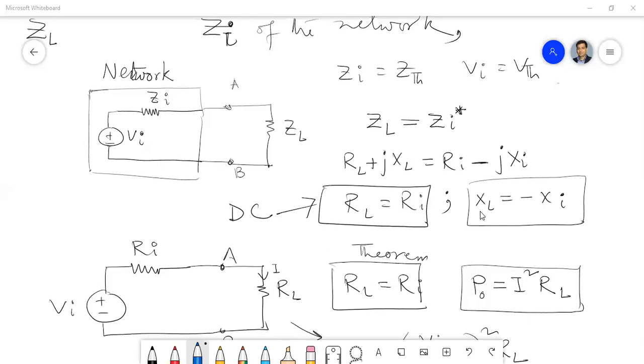I can't say that the value of the inductance and the value of the capacitance will be the same, because can you tell me why you cannot say that? If the value of the inductance is, suppose, 1 millihenry, can I say that the capacitance will be 1 millifarad? Is it so? No, the XL and XC formulas are different.